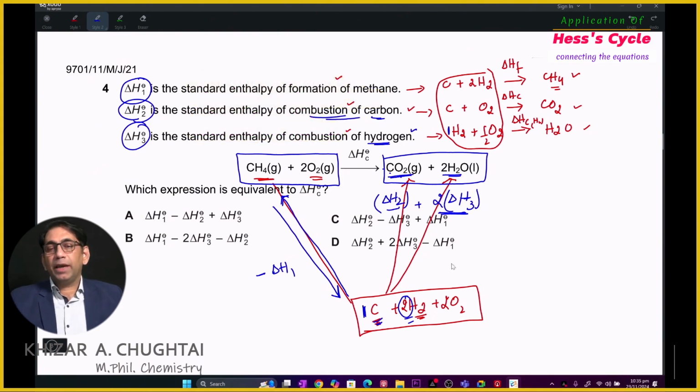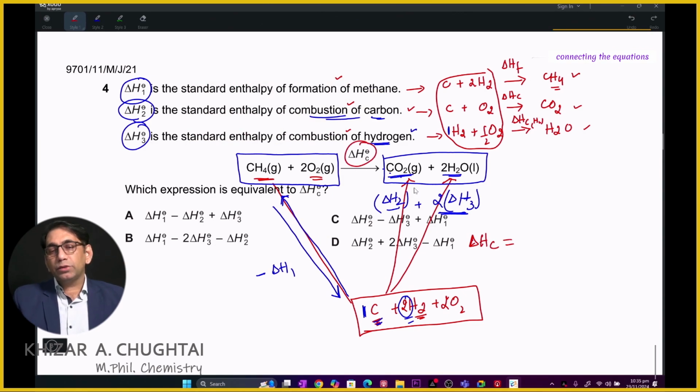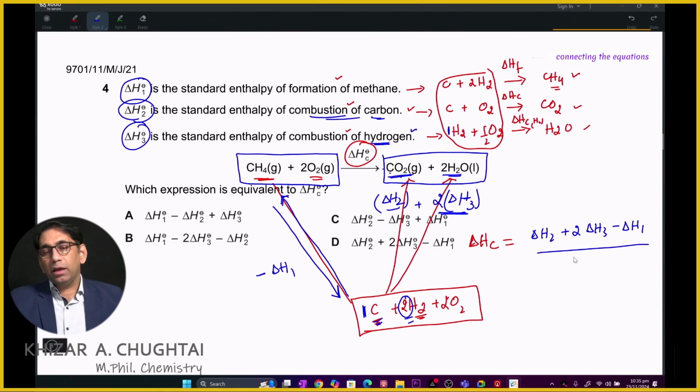Now it is time to write the equation. Finally, delta HC is equal to the sum of all the others, that is delta H2 plus 2 times delta H3 minus delta H1. This is the answer, and here it is: option D is the correct option.